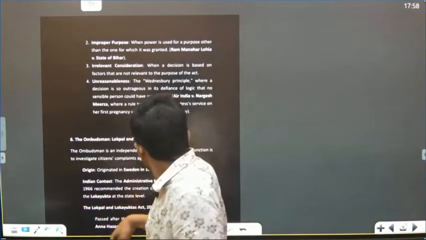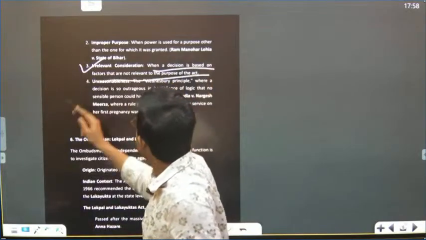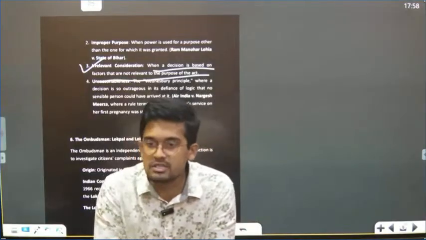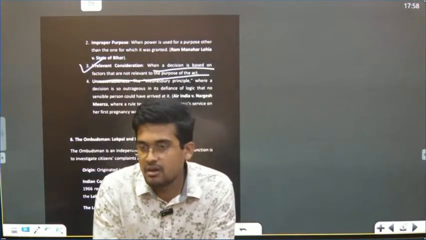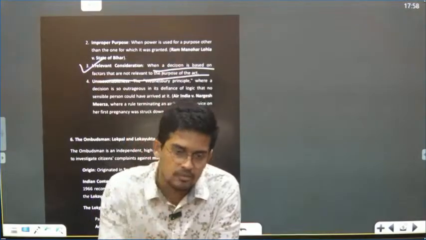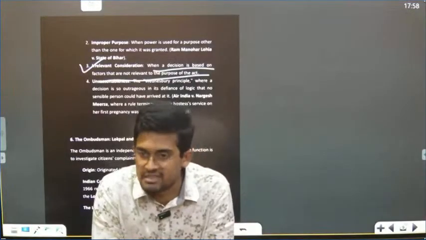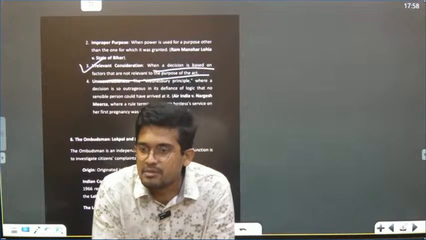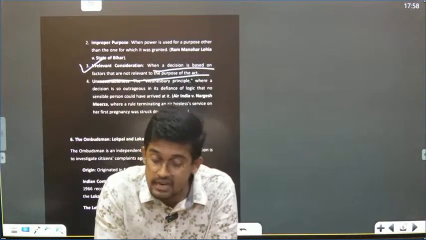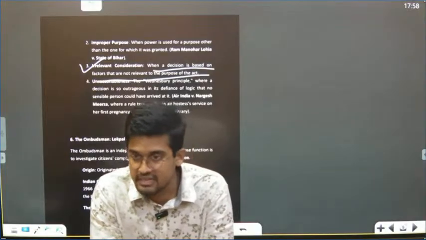Next, irrelevant consideration: when the decision is based on factors that are not relevant to the purpose of the act. For example, the governor says President's rule will be imposed here. Why? Because he did not like the chief minister. This can't happen. Irrelevant reasoning can't be given. It has to be regarding the purpose or certain procedures that the Constitution has laid down.